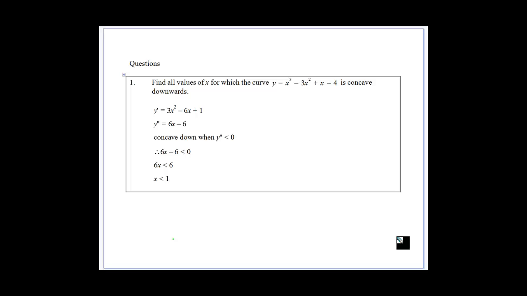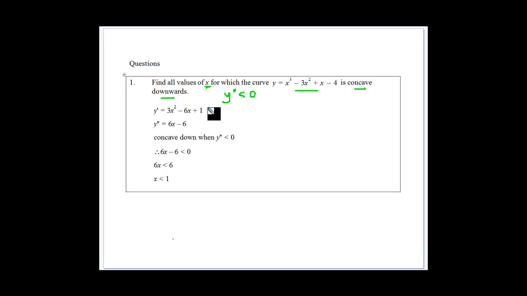So, some examples and problems using the idea of the second derivative. We've got to look for the values of x for which this curve is concave down. If it's concave down, we know the second derivative would be less than 0. So that's what we need to find. We need to find that second derivative to talk about concavity.